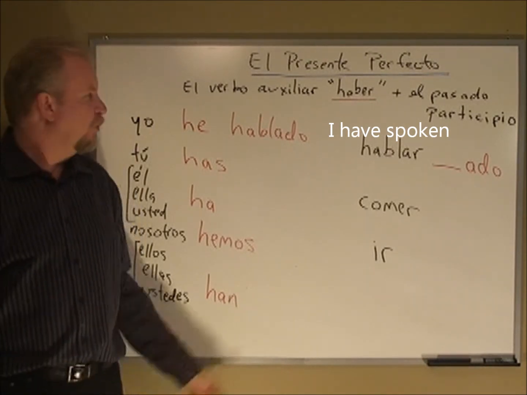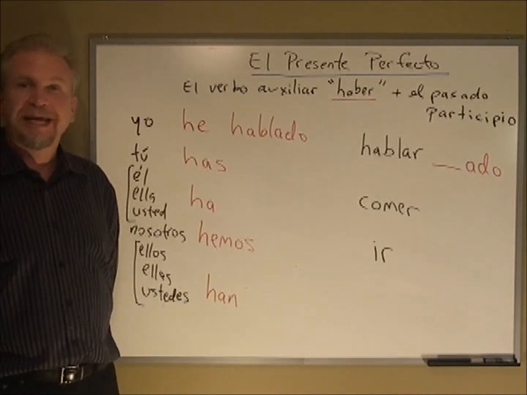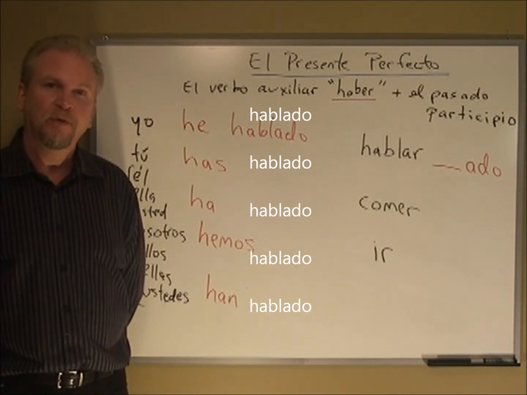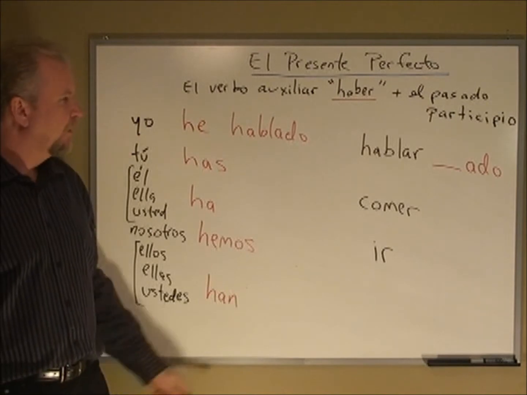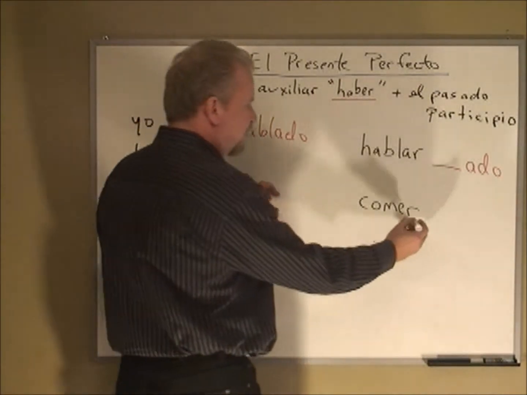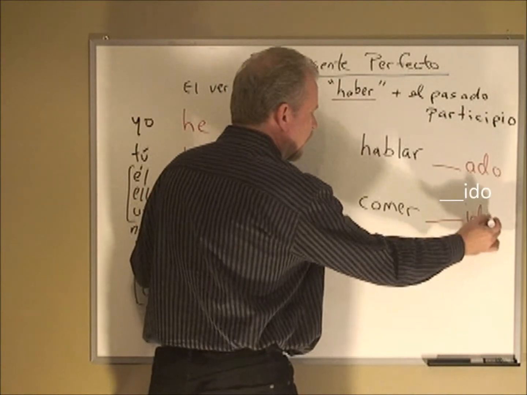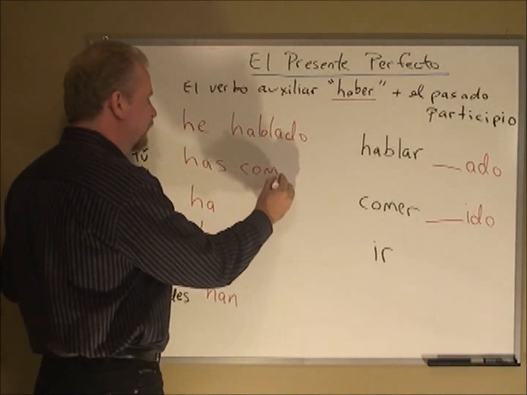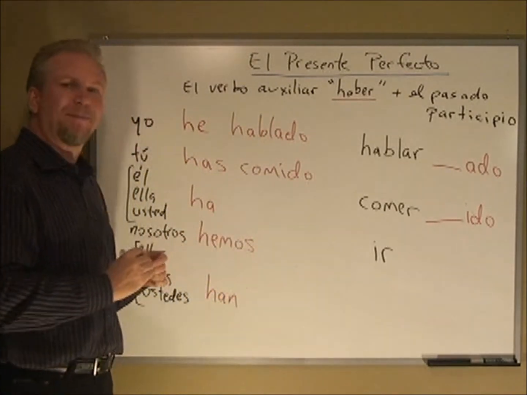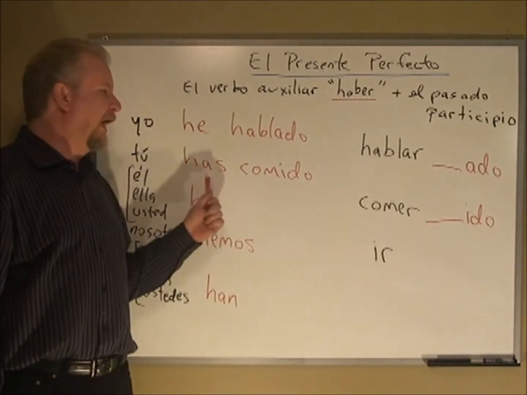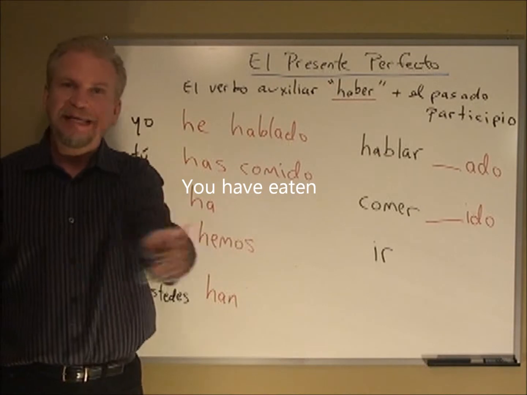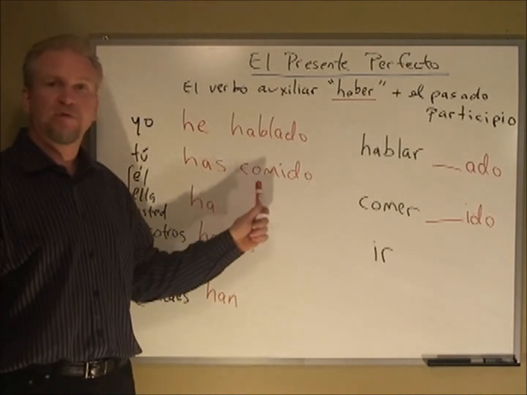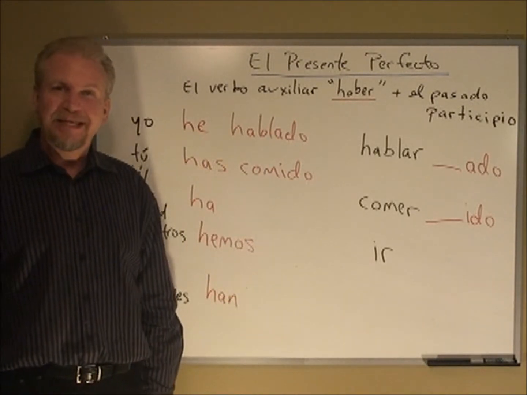The fun part is, you can use the same form for everybody. You can say, él ha hablado, he has spoken. Ellos han hablado, they have spoken, and so on. Let's move to the ER verb. The ER verb endings end with ido, I-D-O. So we would say here, tú has comido, you have eaten. Yo he hablado, I have spoken. Tú has comido, you have eaten.